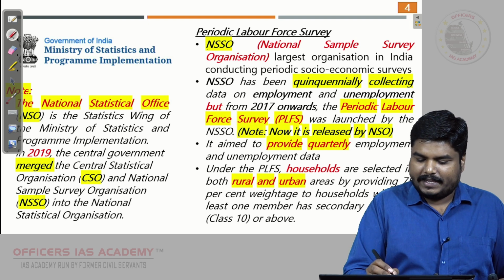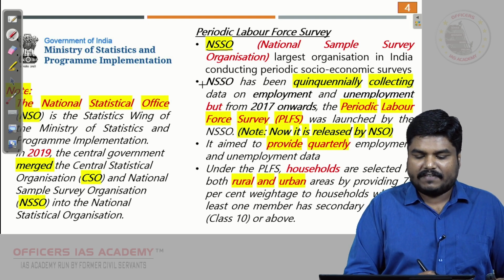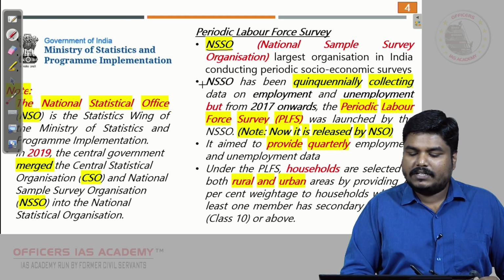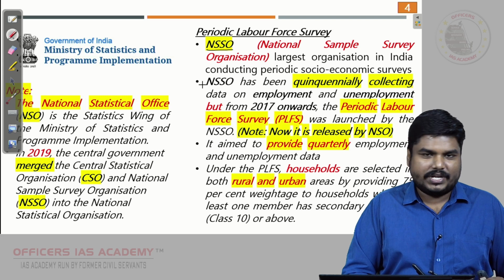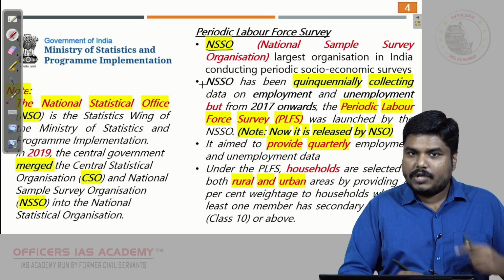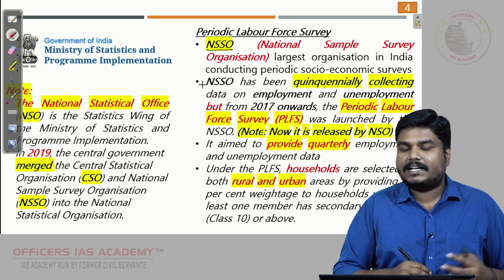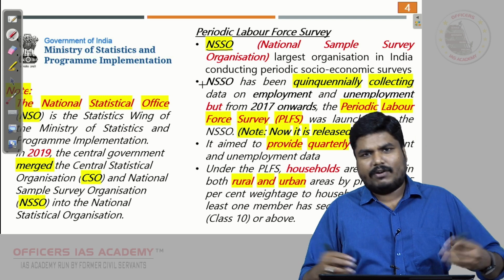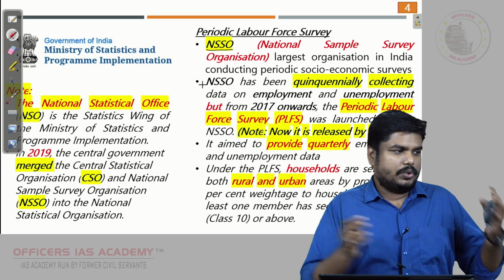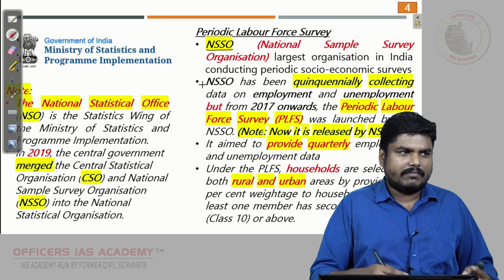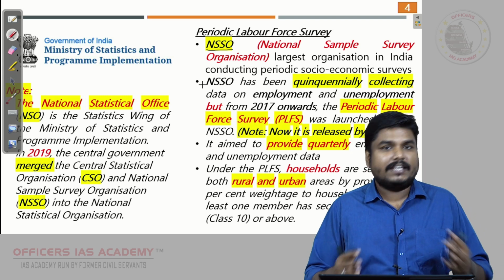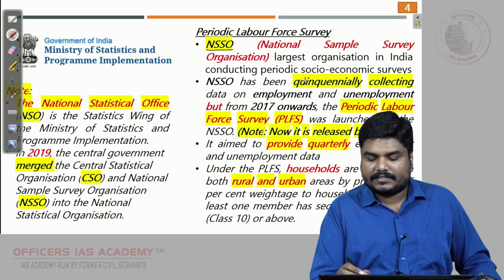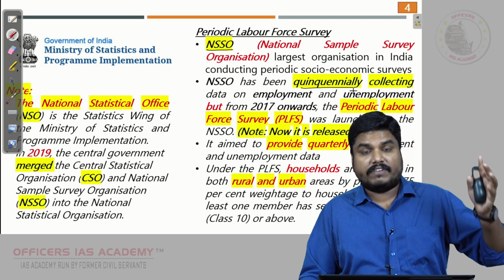We all know the NSSO, which comes under the Ministry of Statistics, the National Sample Survey Organization, which is responsible for conducting various socio-economic surveys. They used to collect and release data related to employment: rural employment, urban employment, employment among male, female, etc. Everything they will be collecting and releasing. They used to release that once in 5 years, quinquennially.